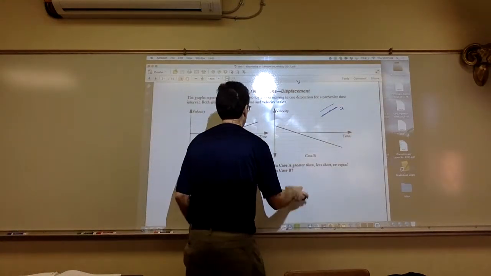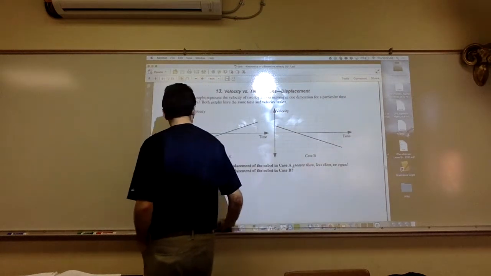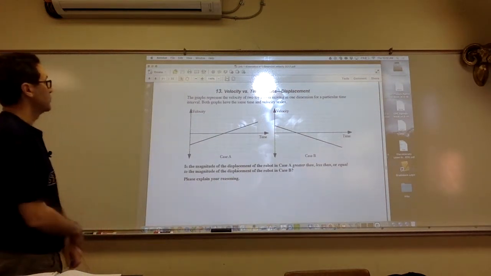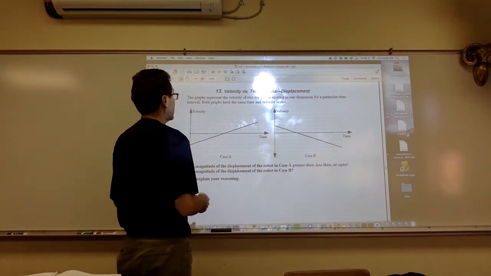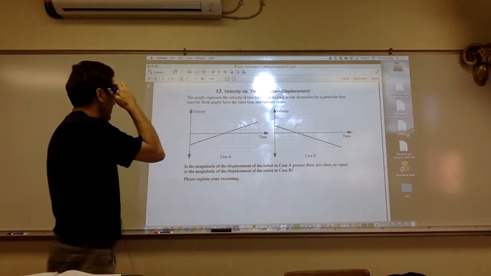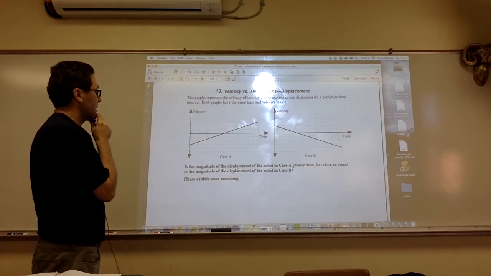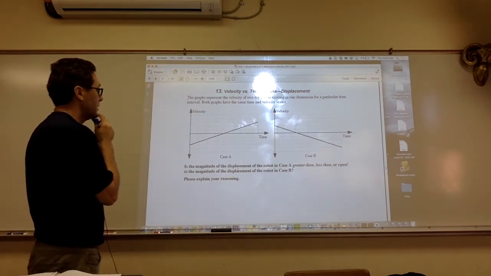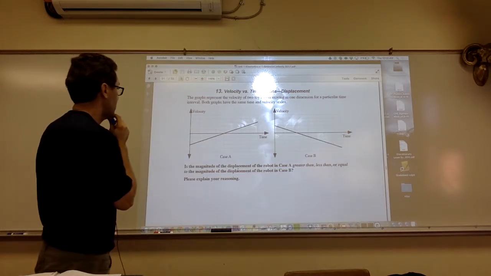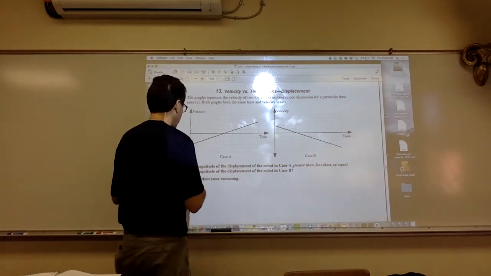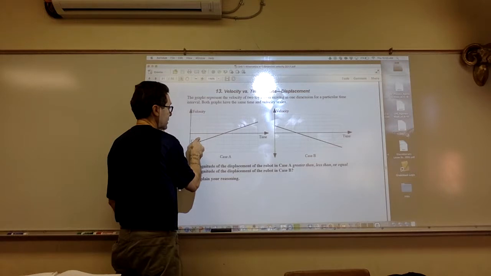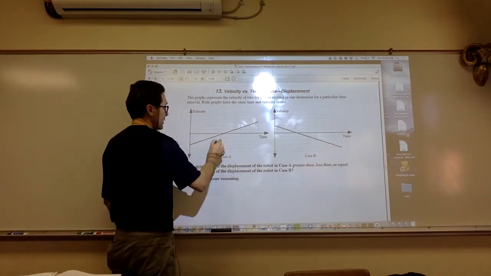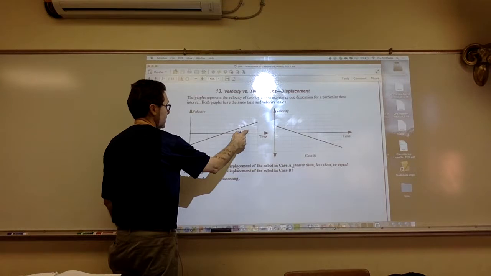All right, let's look at number 13. The graphs represent the velocity of two toy robots moving in one dimension for a particular time interval. Both graphs have the same time and velocity scales. Is the magnitude of the displacement of the robot in case A greater than, less than, or equal to that of case B? Okay. If you want to find the magnitude of displacement, we have to find the displacement here, turn it into a positive because it says magnitude, find the displacement here, and add them together.